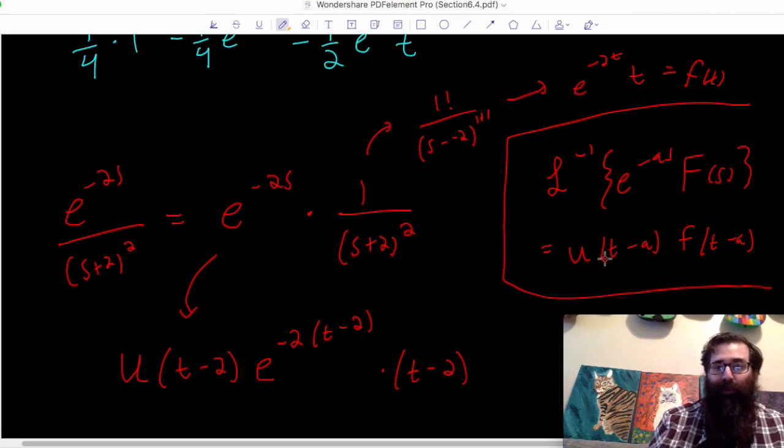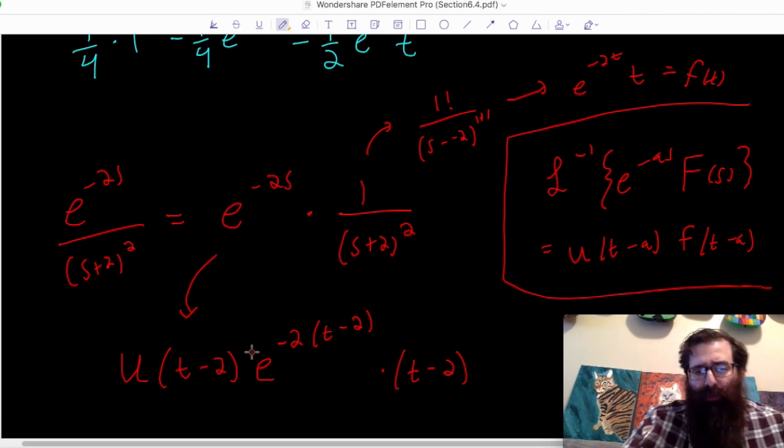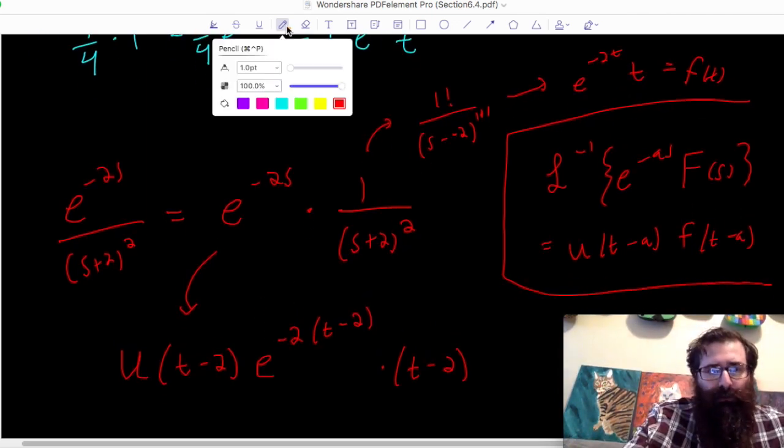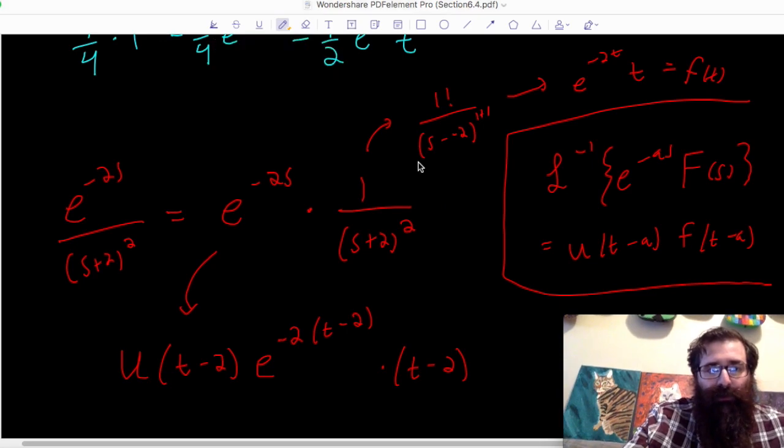So here we have it. Our u of t minus a, that's u of t minus 2. Our function little f is this e to the minus 2t times t. If I want it as a function of t minus a, that means I want it as a function of t minus 2. So it's e to the negative 2 times t minus 2 in parentheses times t minus 2. So a little trick, sort of like solving the Da Vinci Code, but we can do it.